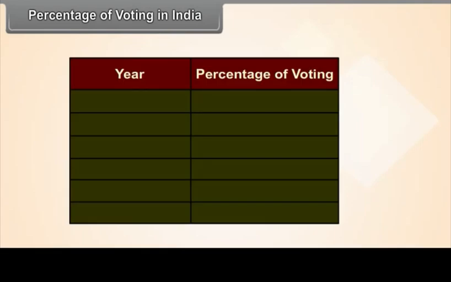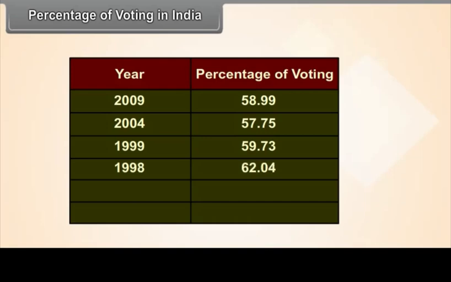Percentage of voting in India. 2009, 58.99%. 2004, 57.75%. 1999, 59.73%. 1998, 62.04%. 1996, 57.94%. 1991, 56.73%. 1989, 58.23%. 1984, 63.53%. 1980, 56.85%. 1977, 60.48%. 1971, 55.25%. 1967, 60.95%. 1962, 55.09%. 1957, 63.75%. 1952, 61.16%.